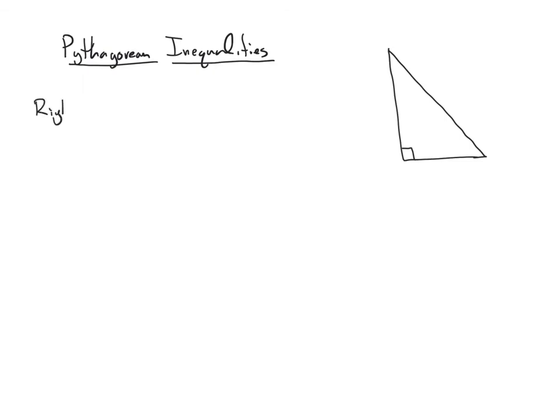We know for right angle triangles that a squared plus b squared equals c squared. So this is a, this is b, and this is c. We know the Pythagorean theorem holds. But what can we say for acute and obtuse triangles? So let's explore that. So remember, acute triangles are triangles that have all angles with measures less than 90 degrees.